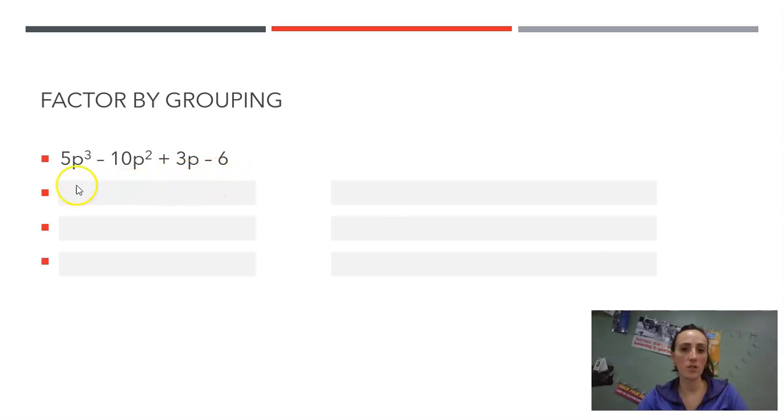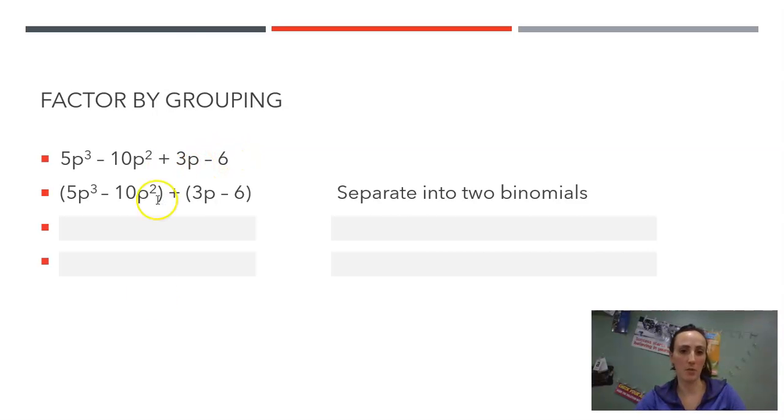So what we're going to do with this factor by grouping is we're going to first start by separating our polynomial into two binomials. So I'm going to take my first two terms and make that one binomial, and my second two terms are going to become the second binomial. So it's going to look like this.